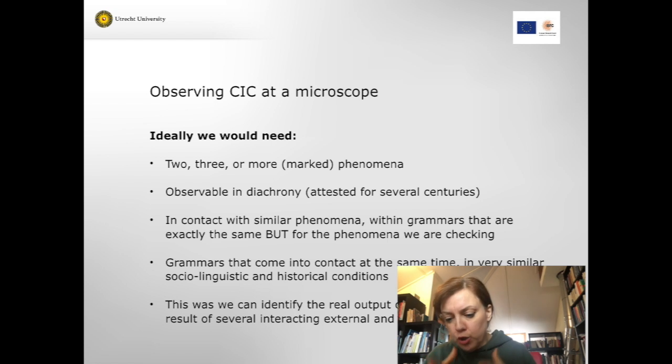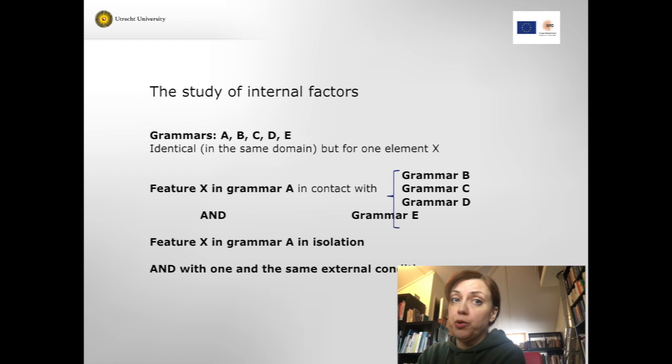In other words, you zoom in on the feature, zoom in on the structure and look at the single feature and possibly also the single lexical item. This is what we're trying to do. This is the summary. You have several grammars that are all identical, but for one element X, and you check what happens to this element X in contact with grammar B, grammar C, grammar D, and grammar E, all of which have the same element X, which is slightly different and controllable.